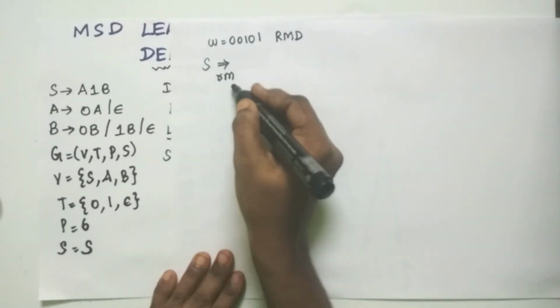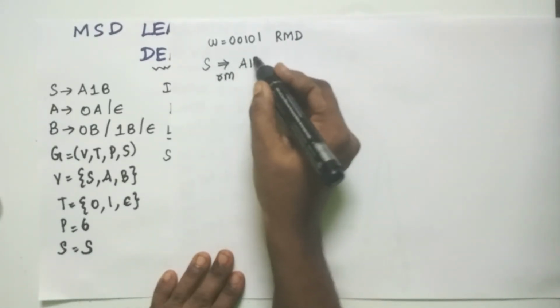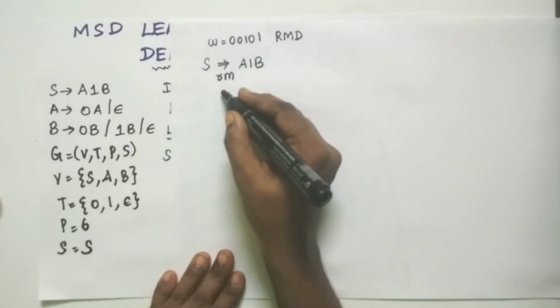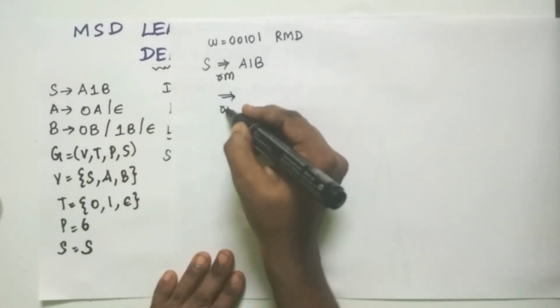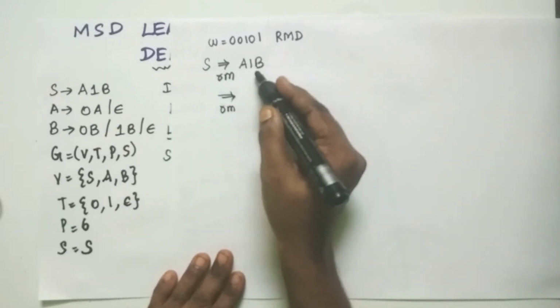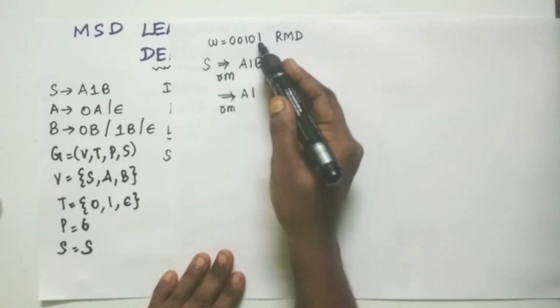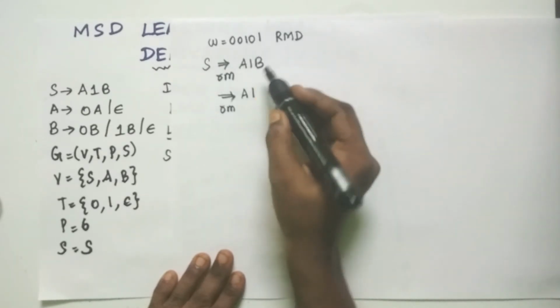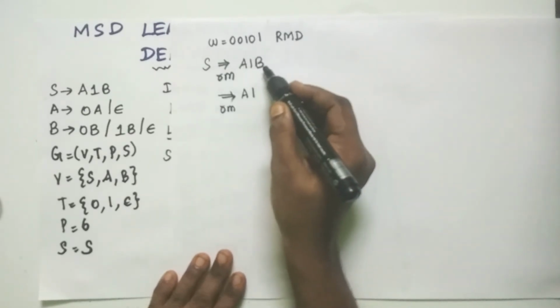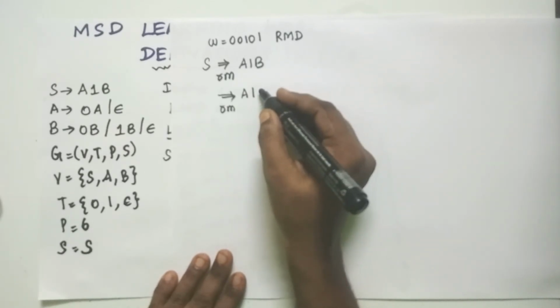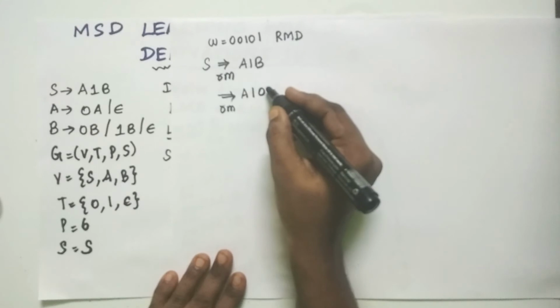So S derives, RM. You can start only with A1B because the production has only a single production. Then which symbol is the rightmost non-terminal? It is B. So B now you must replace. You should have 0, 1 for your B. So which one you will replace first? So you can again replace with 0B.